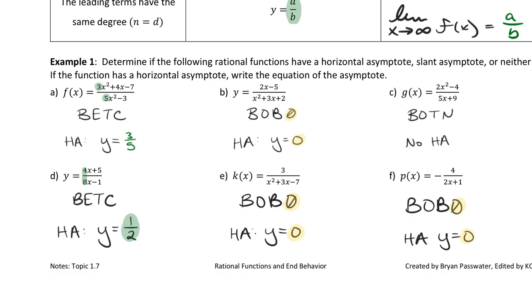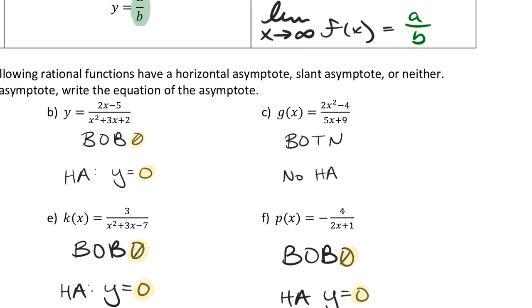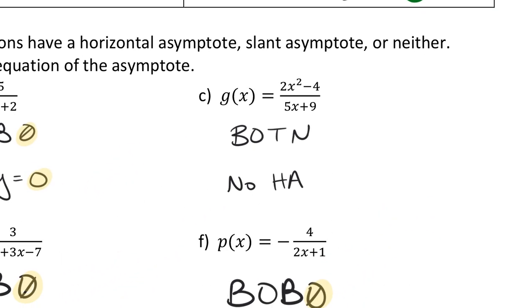Now there's something interesting that should happen at letter C. So I'm going to go back to that one now that we've gotten the idea of Bobo, Botten, and Betsy. When you're looking at a Botten graph, we're going to have to pause for a second to notice something interesting is happening here. What's the degree of the numerator again on C? 2. And what's the degree of the denominator? 1. So what's the difference between those things? It's just 2. Yes.